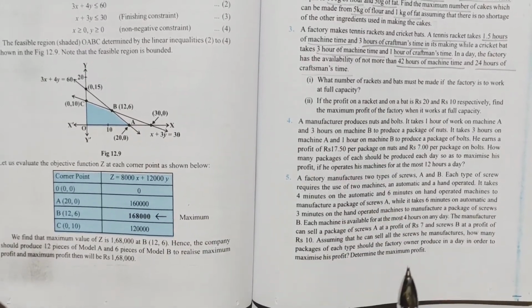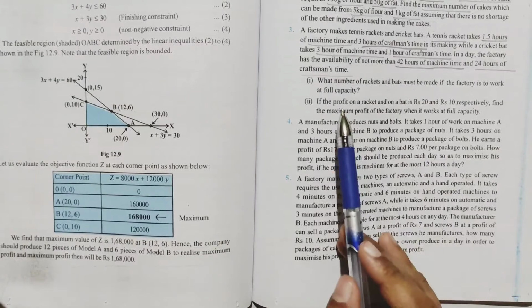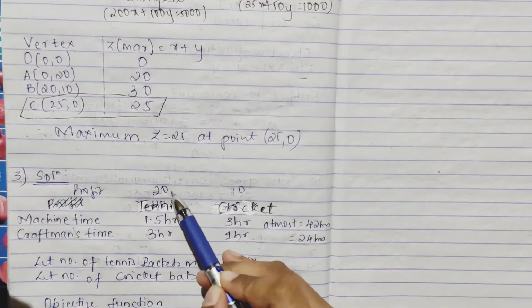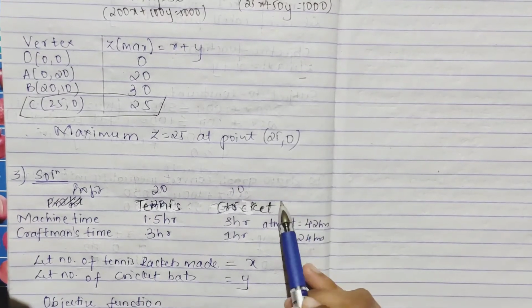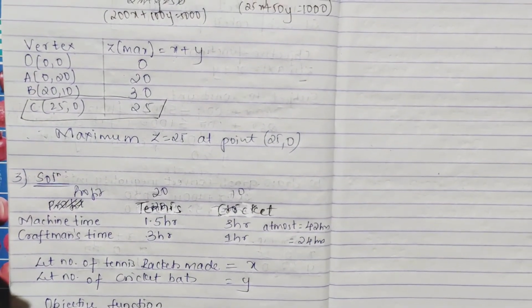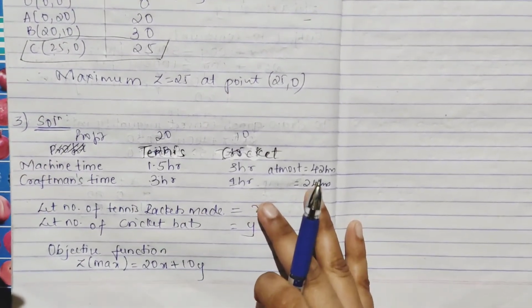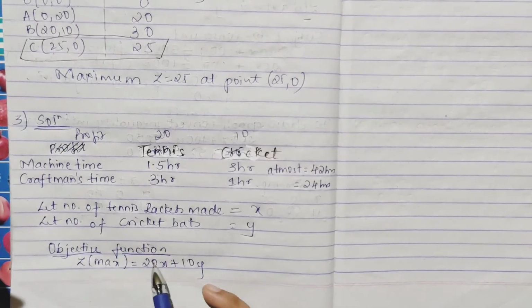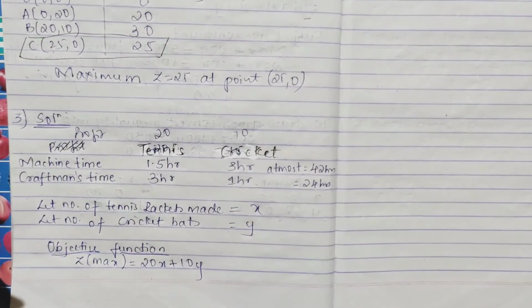So your objective function will be Z maximum. The profit for one tennis racket is 20 rupees, and for one cricket bat they get 10 rupees profit. So our objective function will be what? Just underline this, Z max. It will be 20 into x plus 10 into y, right? Because for one, so much they are telling.